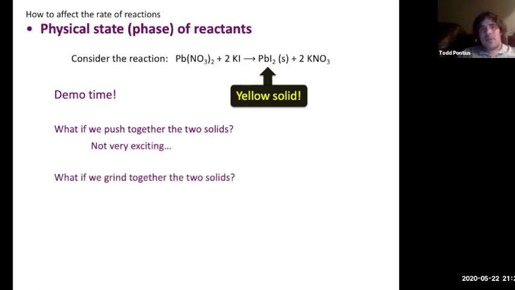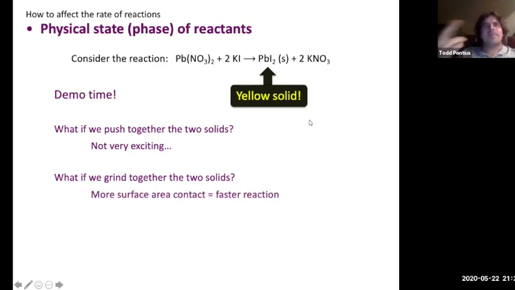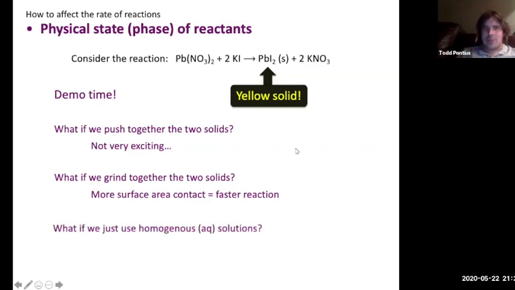If we grind them together or we mechanically mix them, then we give more of an opportunity for collisions, and we introduce some energy, some kinetic energy, and that's okay. It becomes a little bit faster, more surface area contact, faster reaction. But can we do better?